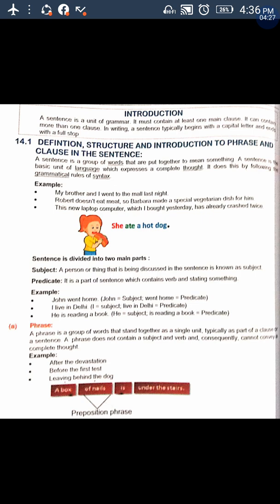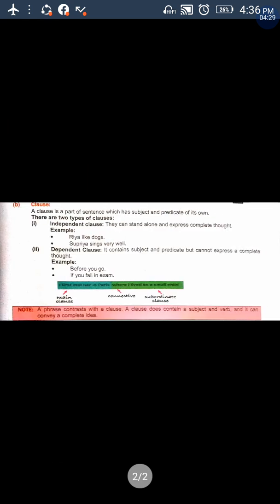Now coming to clause. See here, I have typed it out for you all. What is a clause? A clause is a part of a sentence which has got a subject and predicate of its own. Okay. A clause contains both a subject also and a predicate also.